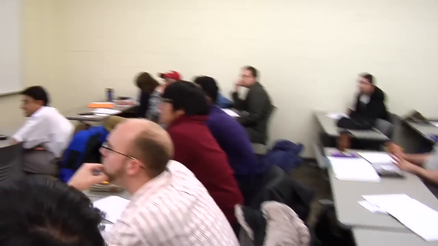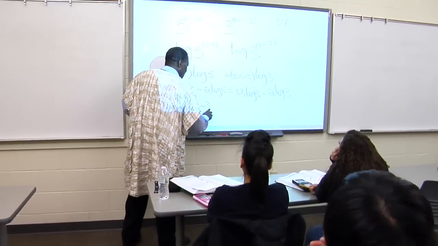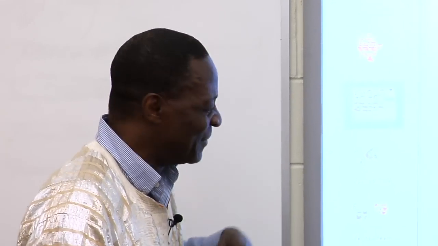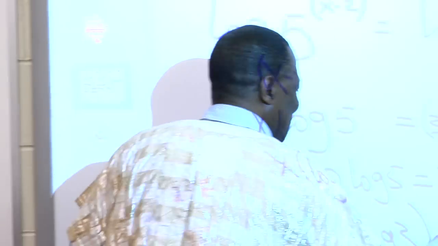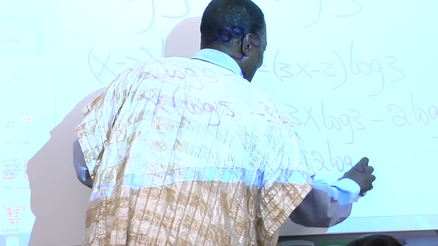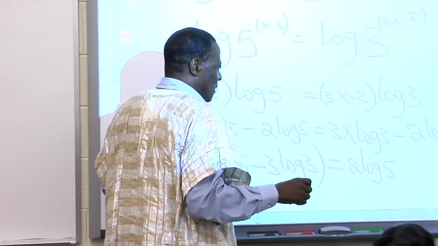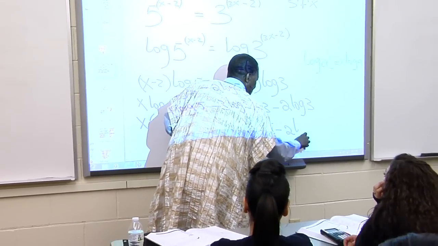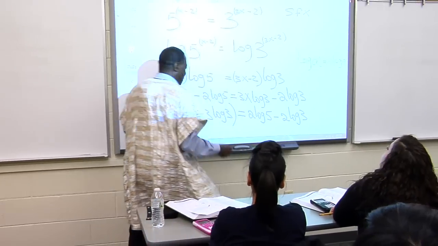Minus 5, minus, help me out. What would be the next one? 3. 3 log 3 equals. This is where you show off. 2 log 2, 2 log 5. Go ahead. Minus 2 log 3. That's cool.